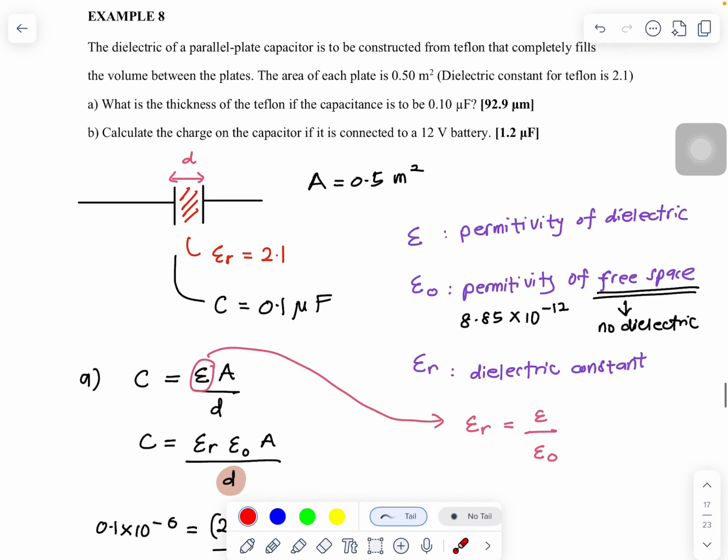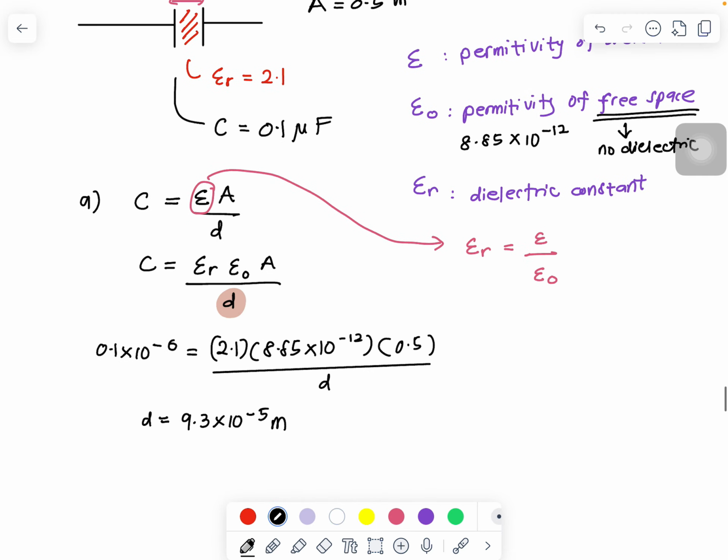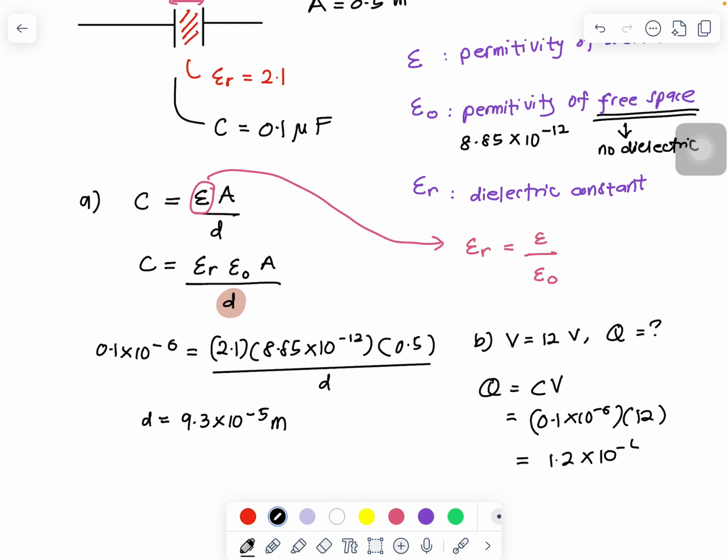Okay, next one. Okay, calculate the charge on the capacitor if it is connected to 12 volt battery. Okay, sekarang ni kita mau kira charge. Okay, apabila ada battery lah. So maksudnya, given the battery 12 volt, we want to find Q. Okay, so Q equal to C times V. Okay, C sudah dibagi 0.1 micro. And V is 12 volt. So just darab dapatlah 1.2 exponent negative 5 coulomb.